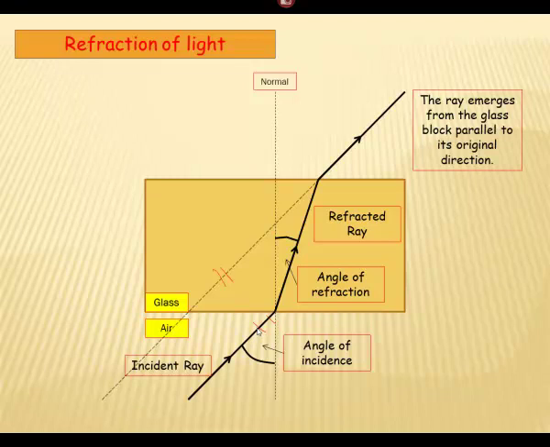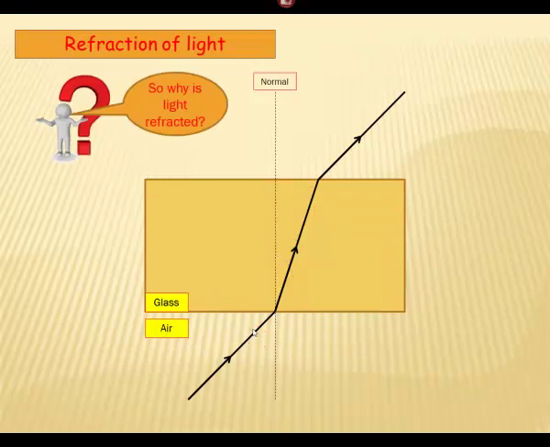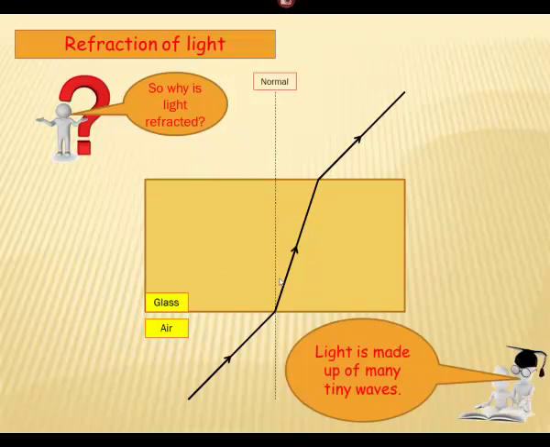Now, I know you're asking the question, why? Why is light refracted? Well, that's a very important property you need to look at here, and that is the fact that light is made up of many tiny waves. We can illustrate this by looking perhaps at some little waves.